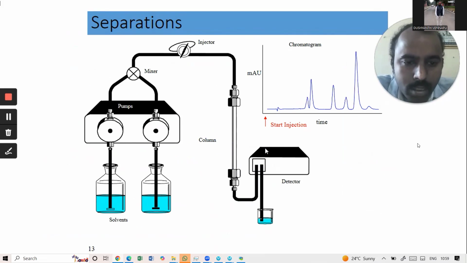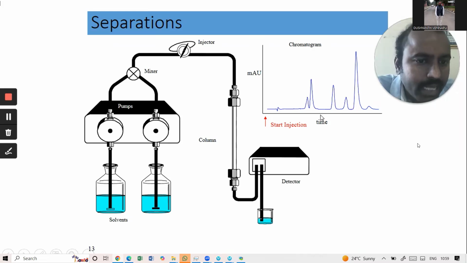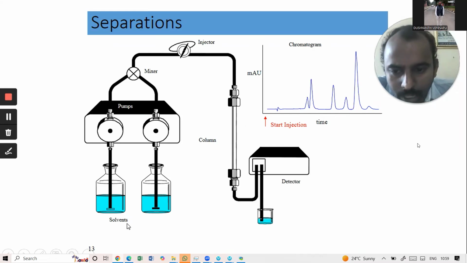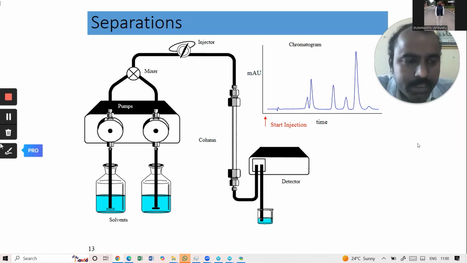See, if you have a chromatogram signal far behind, the retention time is very high. What does it mean? This component is retained more onto the column, and this component is retained very little onto the column. This is the fundamental definition. And here you are using two solvents and two pumps, a binary pump, and here is a mixing unit, and it will go on to the detector. This is the fundamental definition of your separation.